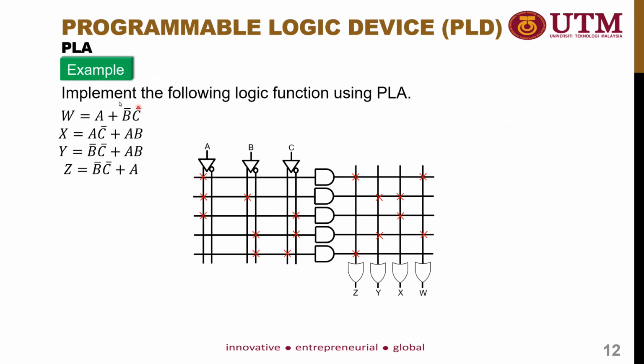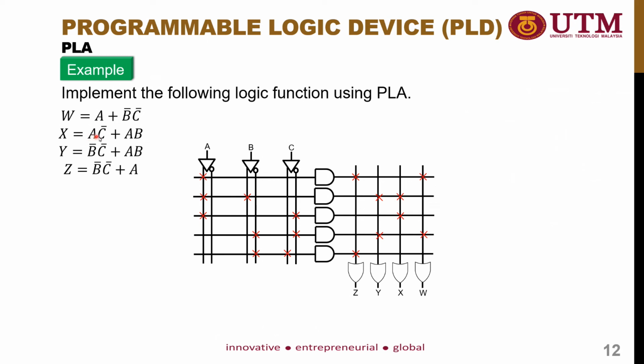Okay, so we'll take a look at the function W first. W equals A plus B bar C bar. In order for us to program W, we need B bar and we need C bar. So you can just program B bar and C bar, and connect those lines at W. So W will be equal to C bar, B bar, plus the other one, which is A. So A plus B bar C bar equals W.